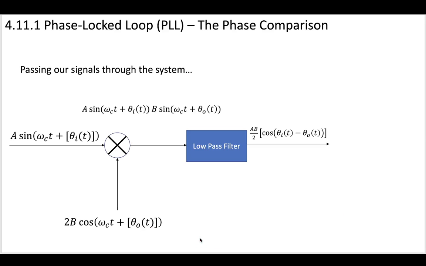So if we were left with the difference between these two phases after a low pass filter, this is what our system would look like so far, where you receive some input. This came out of your VCO. You multiply them together, put them through a low pass filter, and you have some sinusoidal signal, and the argument is the difference between the input phase and the output phase.